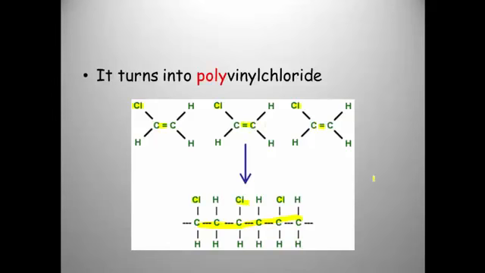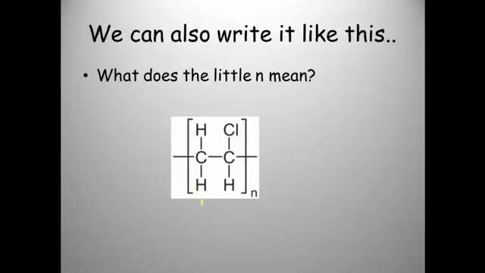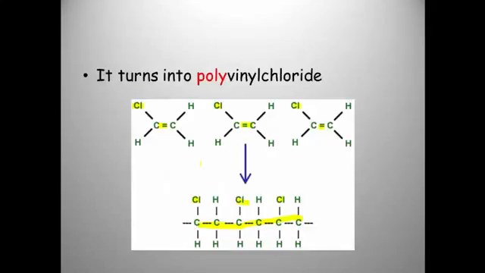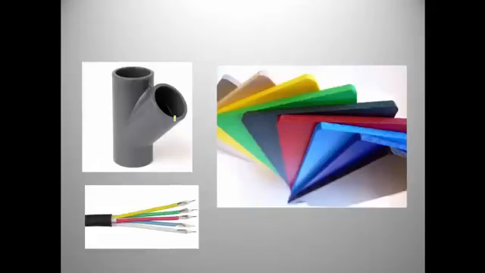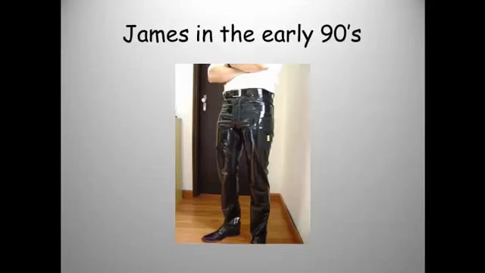Or you can draw it in another way. You can draw it like this, like I've already said. So that literally will turn into that, and you just put the bracket round the outside of it, and you put the letter N. N just stands for number, because this could be 10, 20, 100, 1,000, whatever. It's showing how many units have actually joined up together. This is just some pictures and some uses of PVC, for pipes, for the cables which go around electrical wiring, or some people like to wear PVC jeans.